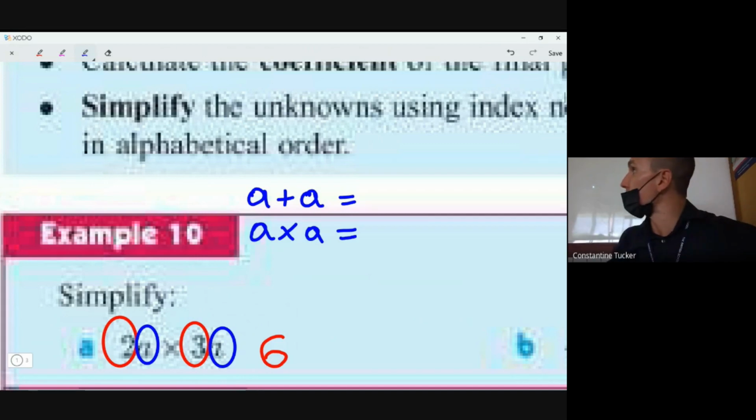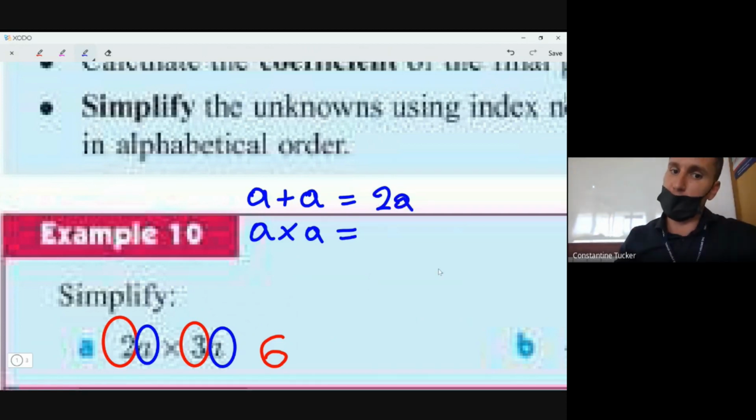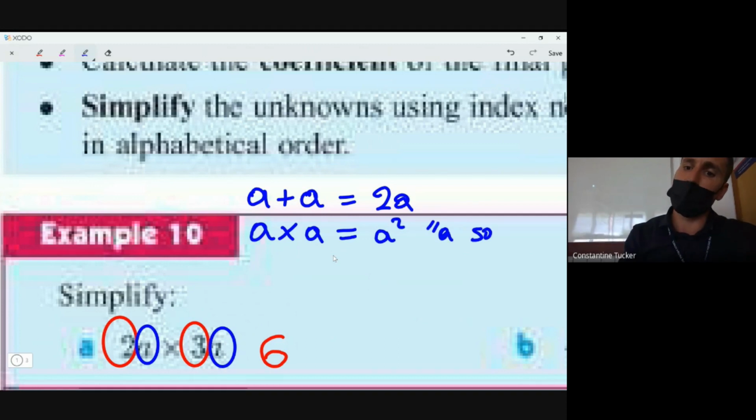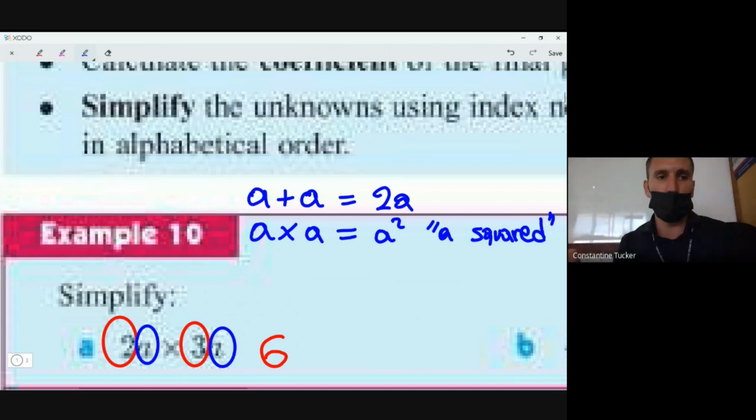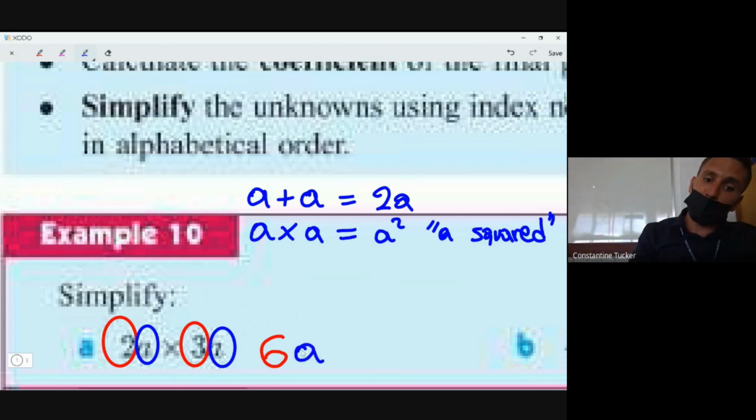All right. So let's remember the difference between these two. What would be a plus a? That would be indeed 2a. And what about a times a? A squared, exactly. So we write it this way. Let's remember this is called a squared. So it's not a2, it's a squared. I know it's a bit confusing, this one. All right, so then basically that would give us 6a squared, and that would be our final answer.